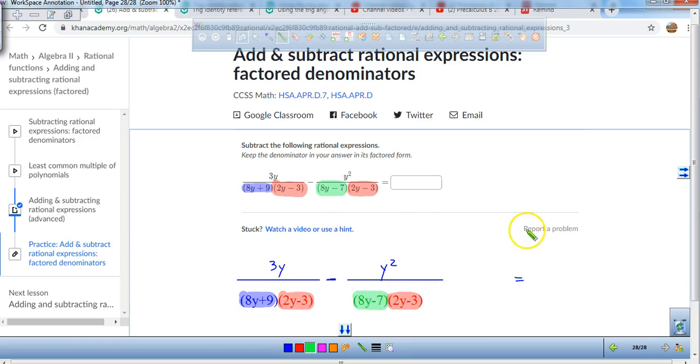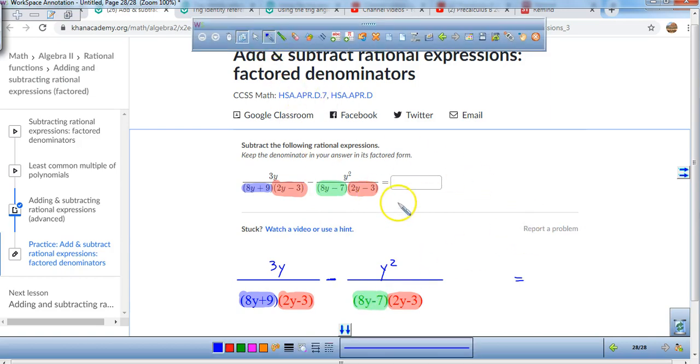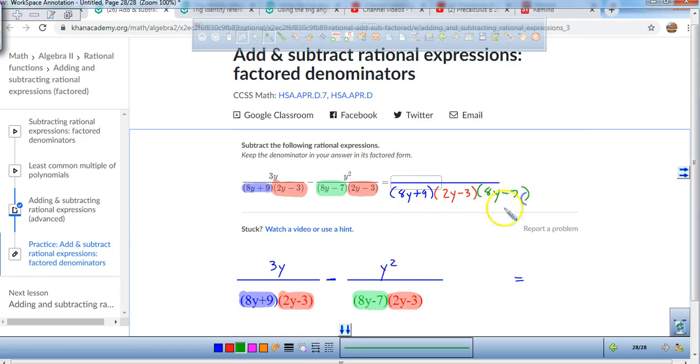And so what we're doing is we need to find what's called the least common multiple. Like what's going to be the denominator for our final answer. So I'm going to make that denominator, and I'm just going to build it right now. I know we're going to have an 8y plus 9. That's got to be there. We also have to have a 2y minus 3. And last but not least, we have to have an 8y minus 7. So we have to have that as well. All of this together is what's called the least common multiple.